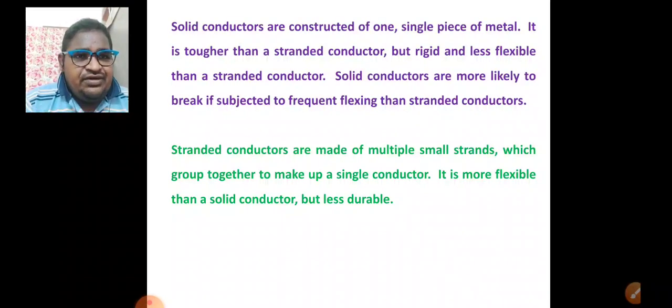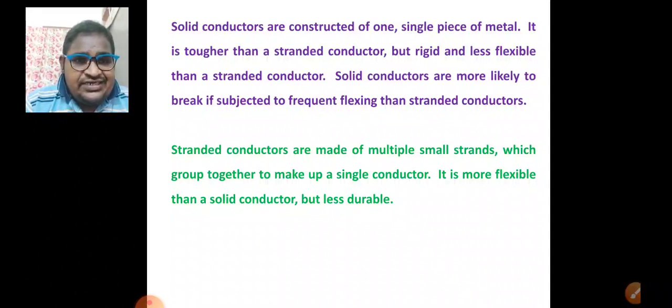Yeah, so here we can observe this. The solid conductors are constructed of one single piece of metal. It is tougher than a stranded conductor but rigid and less flexible than the stranded conductor. The solid conductors are more likely to break if subjected to frequent flexing than stranded conductors.